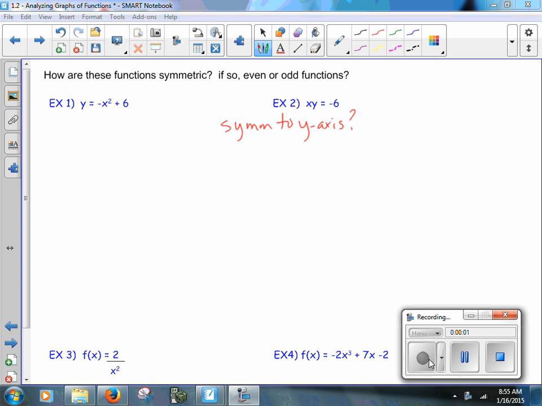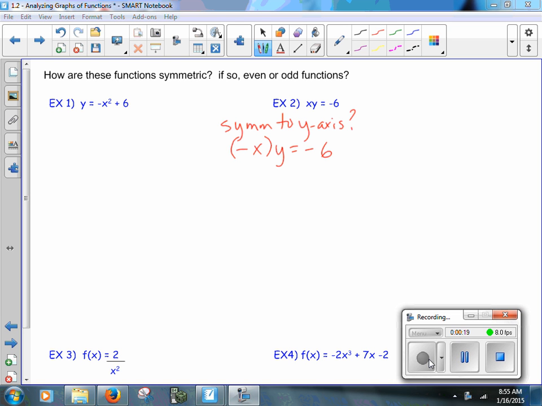Symmetric to the y-axis. In my head, what do I think? Opposite of y is? Opposite of x is? I'm going to plug in negative x. I swear that's what I think. So here we go. I'm plugging in negative x. So negative x times y is equal to negative 6.